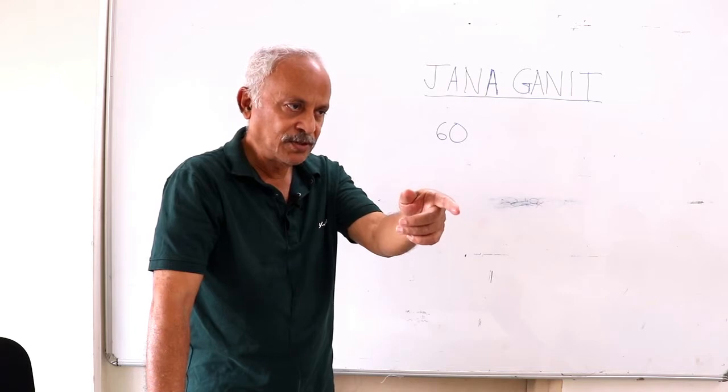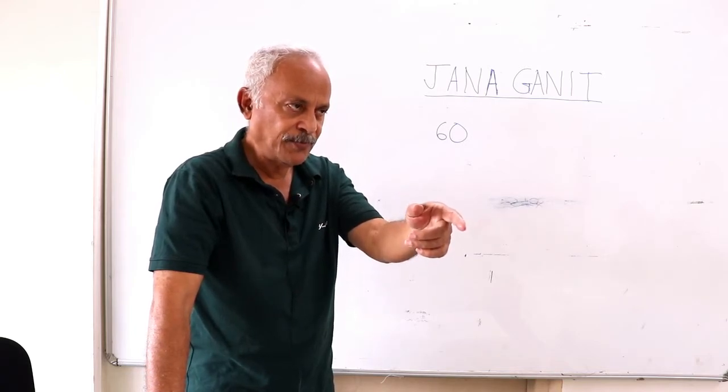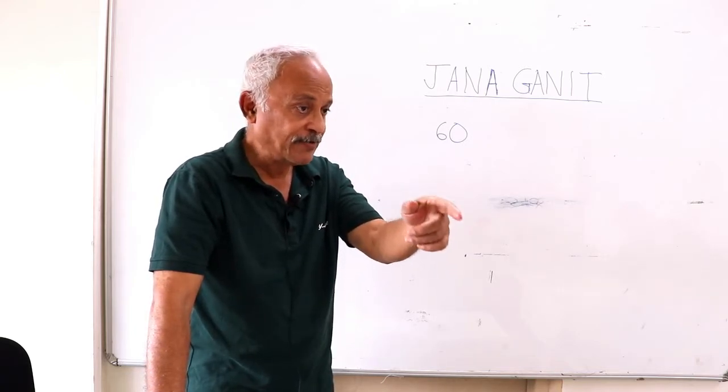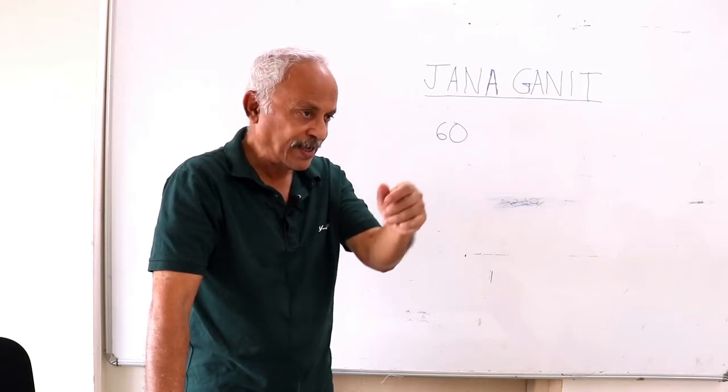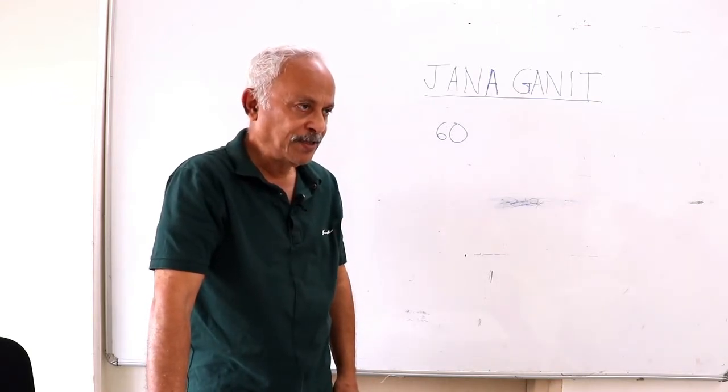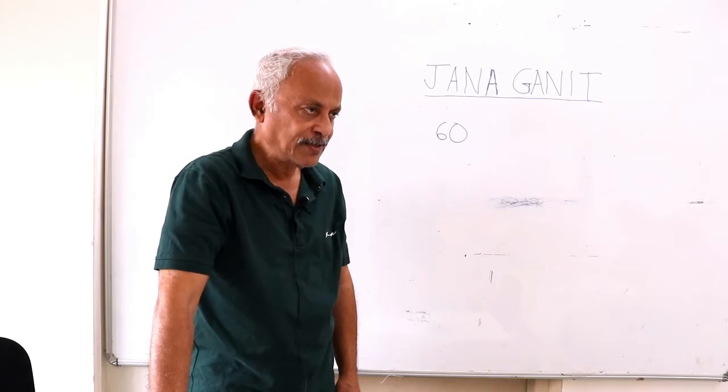So now look at the factorization of 120. That is 2 into 3 into 4 into 5. That is the factorization of 120. By looking at that, can you tell me the factorization of 60?